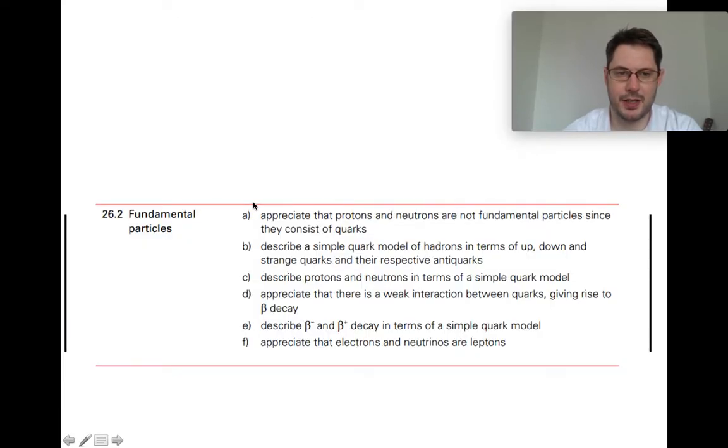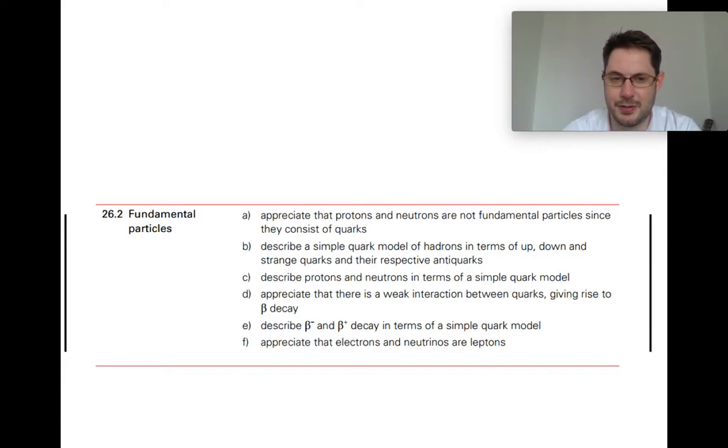Today we're going to be looking at fundamental particles, and we're going to learn that protons and neutrons are not fundamental particles since they consist of quarks. So previously we would have probably learned that protons and neutrons were as small as it gets. Turns out that's not the case. So now we're going to find things that are a little bit smaller than protons and neutrons.